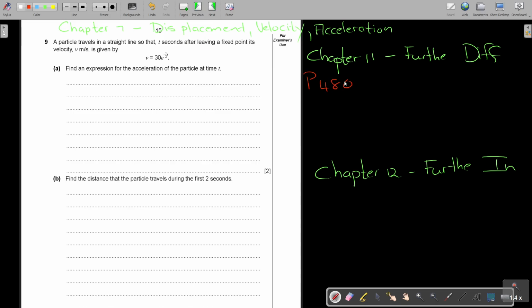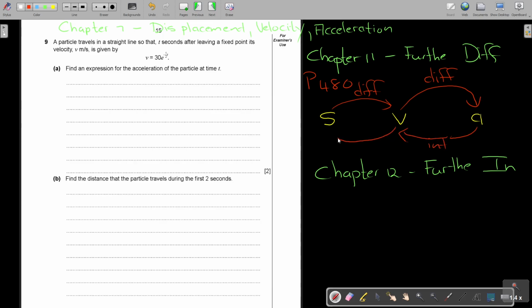But very important, always remember, this is displacement, this is velocity, this is acceleration. So if I want to go from there to there, I differentiate. And if I go from velocity to acceleration, I differentiate again the second time. And if I want to move back, I integrate. And if I want to go from this velocity to that displacement, I integrate again.